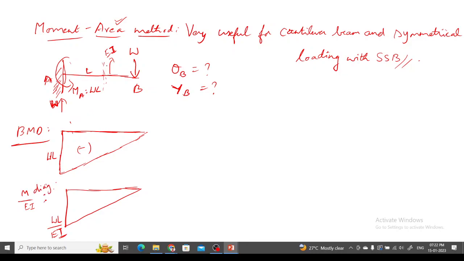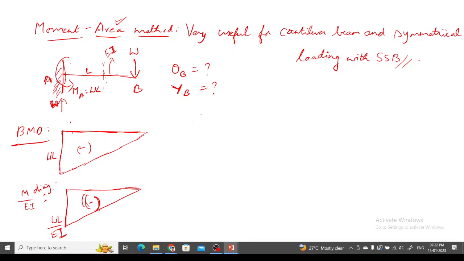For example, someone has asked this question: what shall I do when I have a different value of EI? At the cross section where the EI value changes, I have to take another M by EI value and plot it accordingly. We will see those problems also in today's class. You will get to know during that time. So this is also negative.